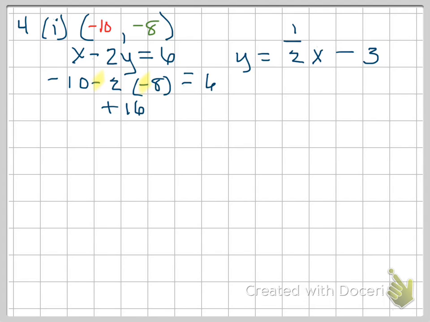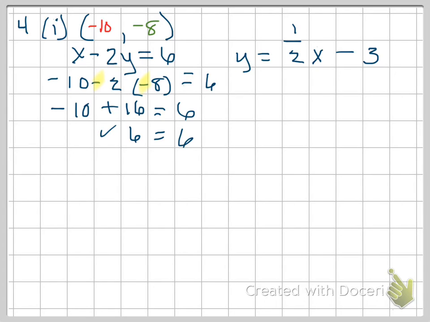Okay. And then we bring down our -10 equals 6. And we know that 16 plus a -10 is really subtraction, 16 minus 10, which leaves us with 6. So that so far is true. Okay, so let's work with the next one.